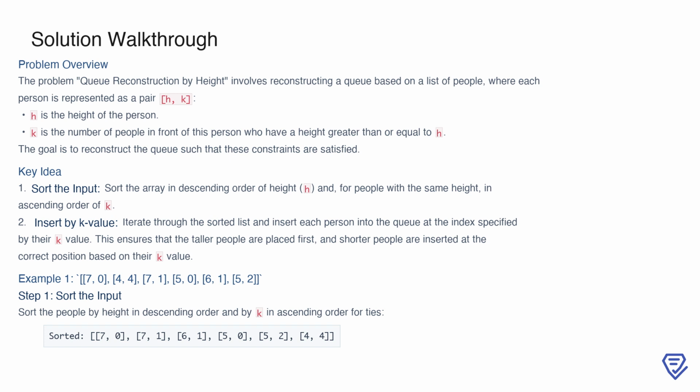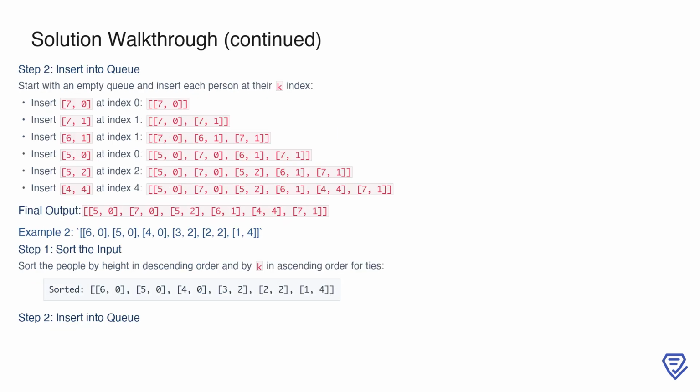For example, if we start with the input 7 0, 4 4, 7 1, 5 0, 6 1, 5 2, the first step is to sort the input. After sorting, we get 7 0, 7 1, 6 1, 5 0, 5 2, 4 4. This sorted order sets the foundation for the next step, where we reconstruct the queue by inserting each person at their respective k index.